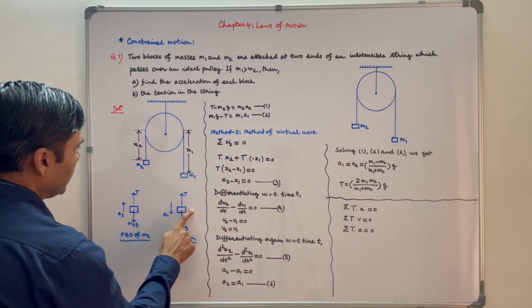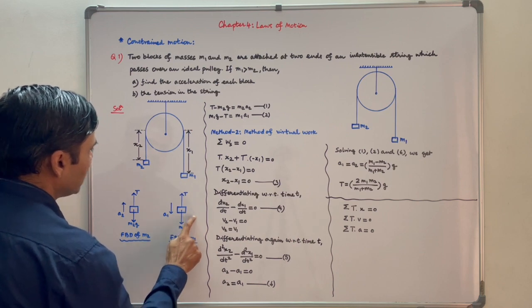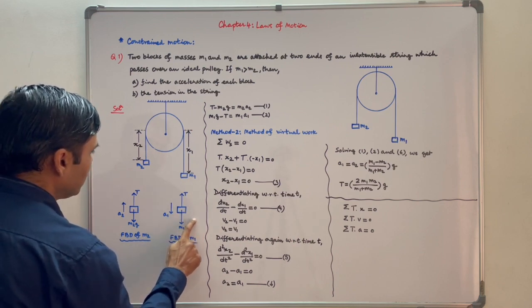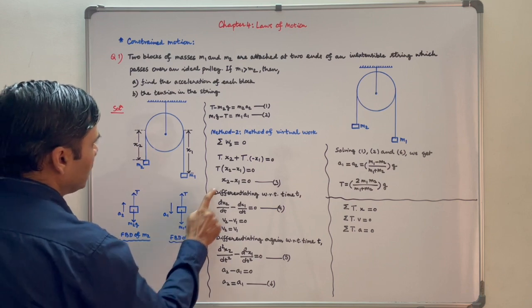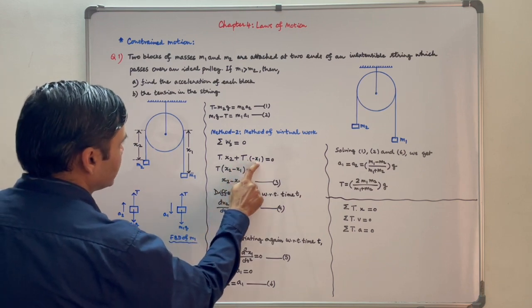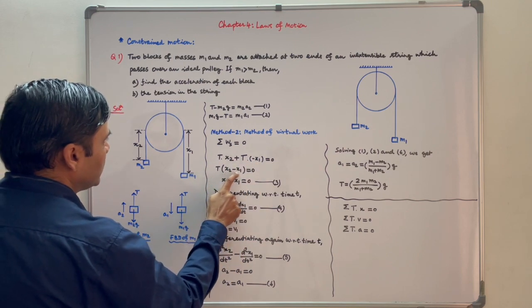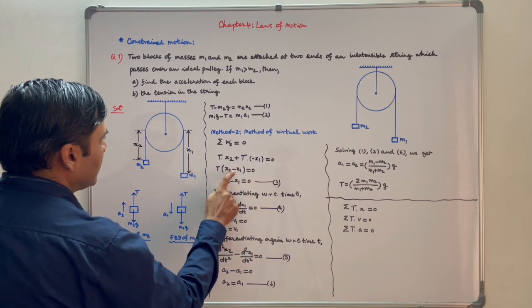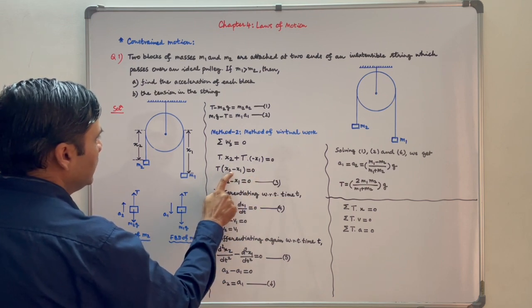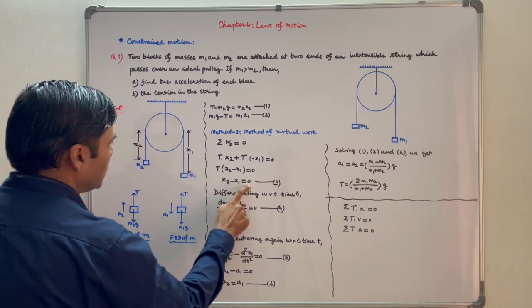In case of block M1, tension is applied upwards and the block is moving downwards. That means applied force and its displacement are in opposite directions. So work done will be negative. It will be equal to T into minus x1. Take T common. So it will be T into (x2 minus x1) is equal to 0. That means either T is equal to 0 or x2 minus x1 is equal to 0. T is not equal to 0, so x2 minus x1 is equal to 0.